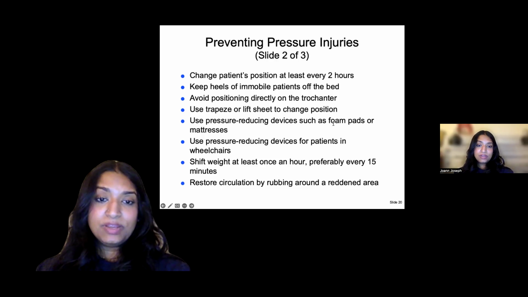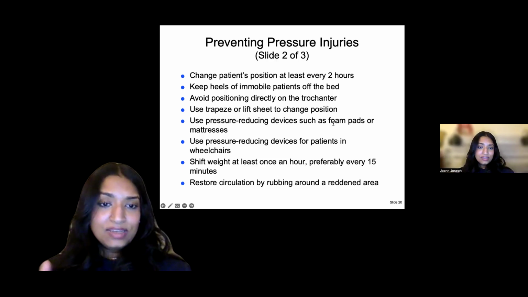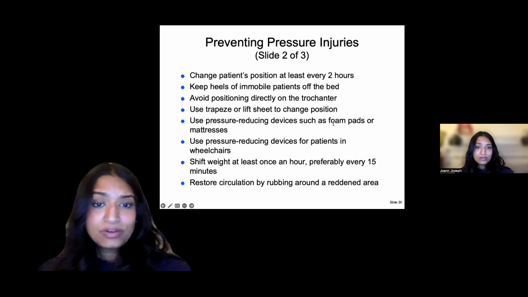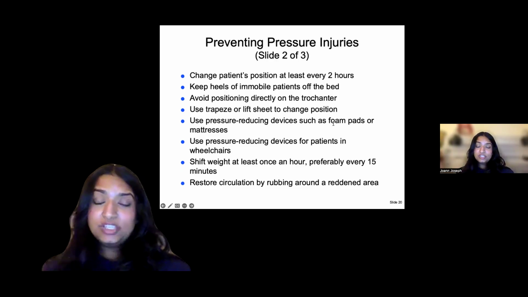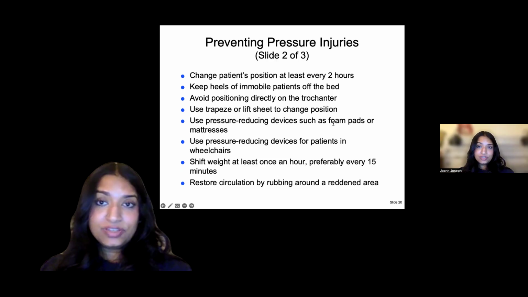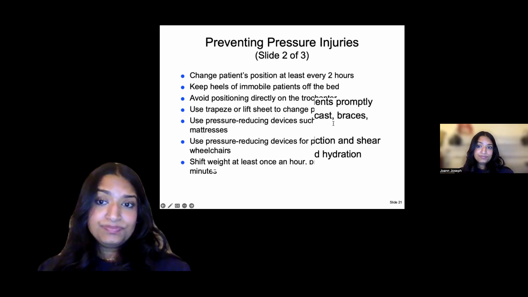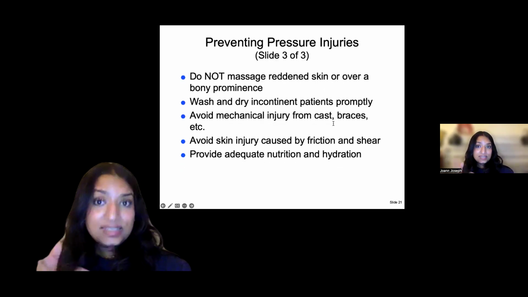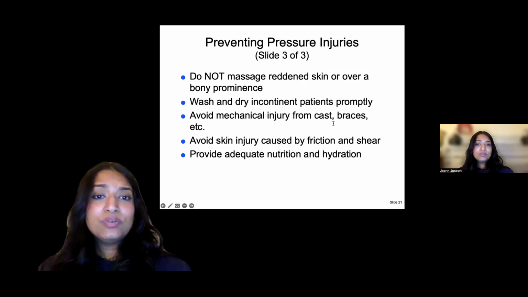Restore circulation by rubbing around a reddened area. So be careful when you are ever rubbing around or touching a patient who has these pressure injuries. I know it's said to restore circulation that way, but just be very careful. Do not, as I said, massage reddened skin or over a bony prominence.